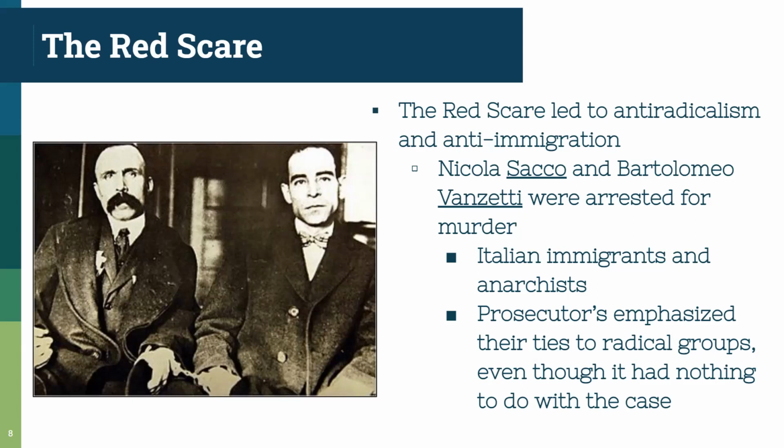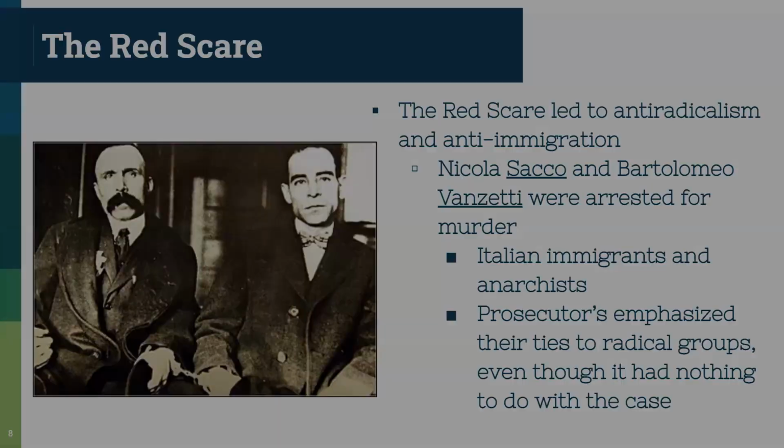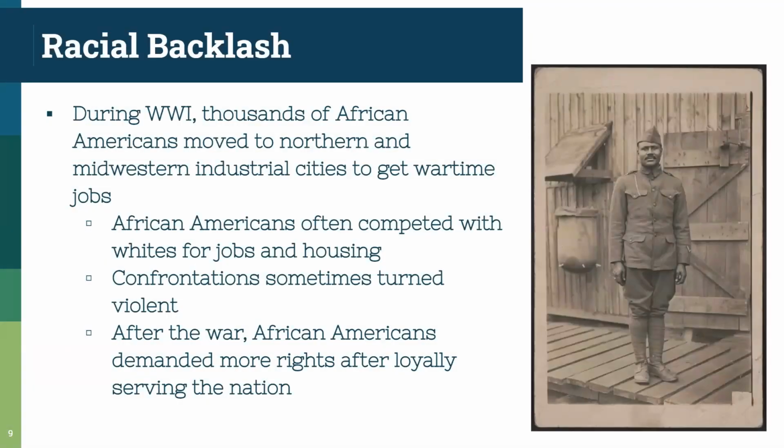And in the courtroom itself, there was some sketchy evidence that was being debated. But then the prosecutor really tied these two men to the radical groups, and basically tried to portray these two men as radicals and anarchists, which has nothing to do with the case, but they knew it would get the jury to be against them, and they were found guilty and executed.